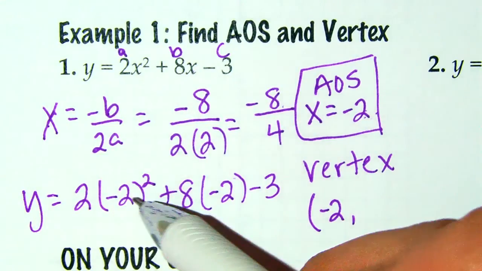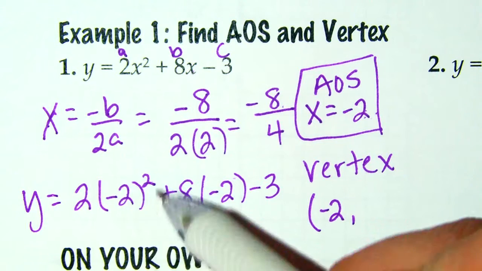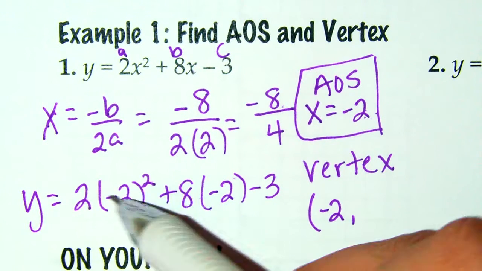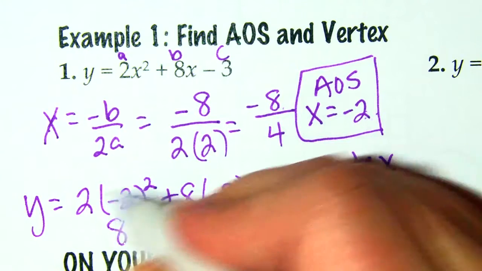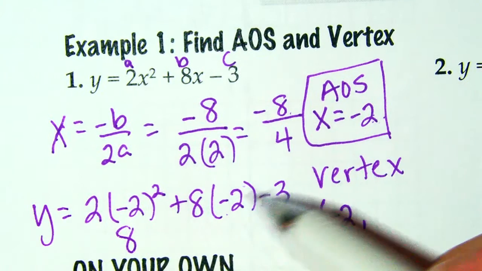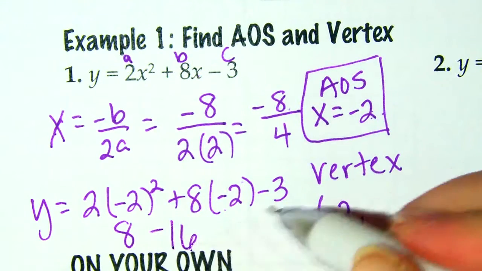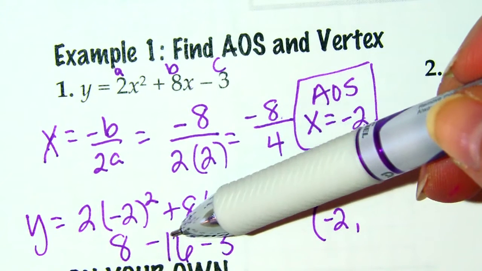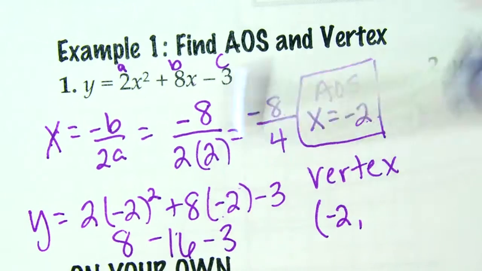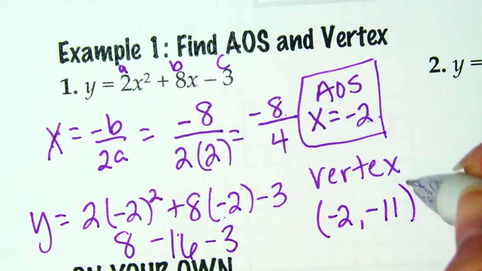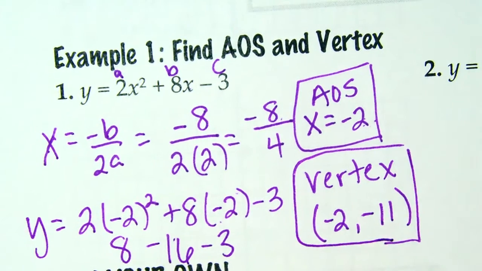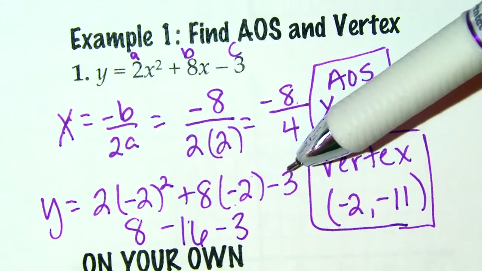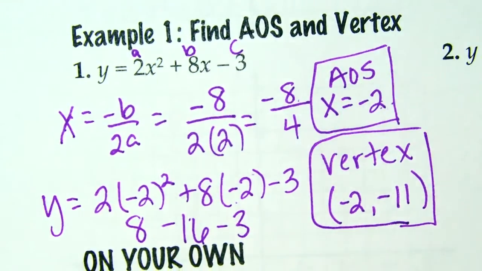So negative 2 squared, make sure you're doing the exponent first. Negative 2 times negative 2 is positive 4, times 2 is 8, so that part gives us 8. 8 times negative 2 is negative 16, minus 3. So 8 minus 16 is negative 8, minus 3 is negative 11. So that's the vertex. Again, this is pretty easy to get if you just type it in your calculator, if you have one that does it correctly. If not, you'll just have to do it by hand like I did.